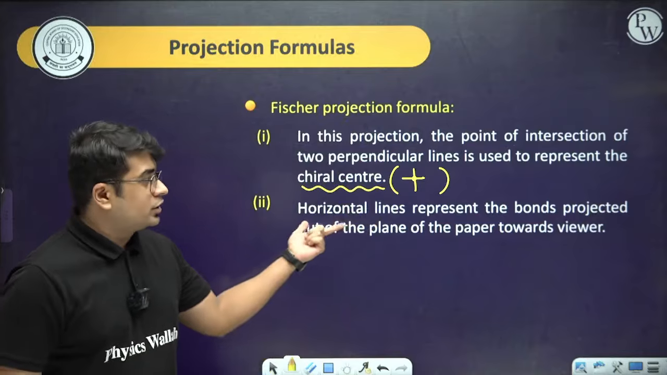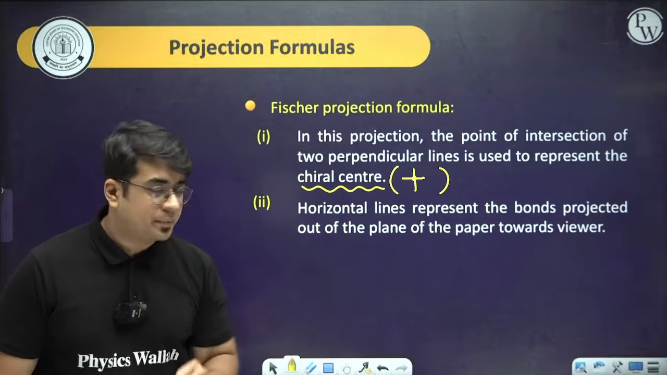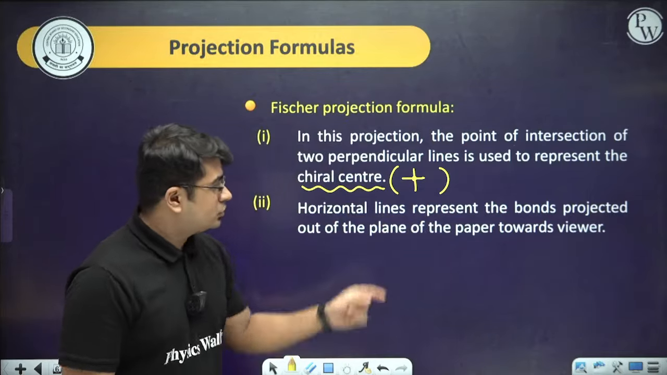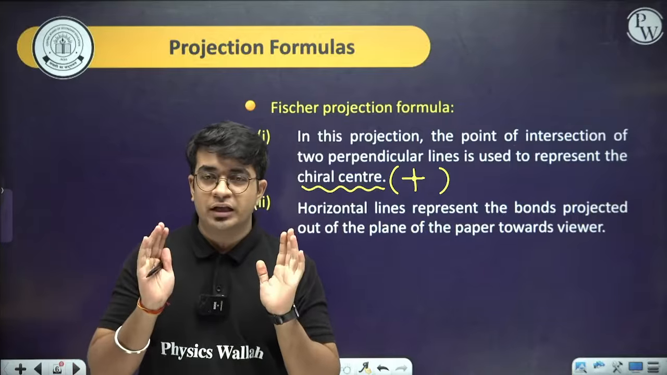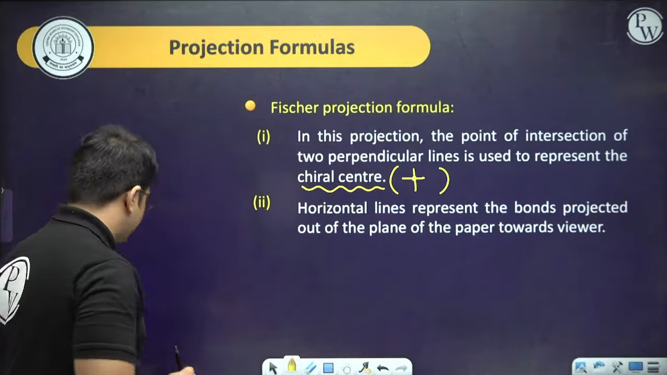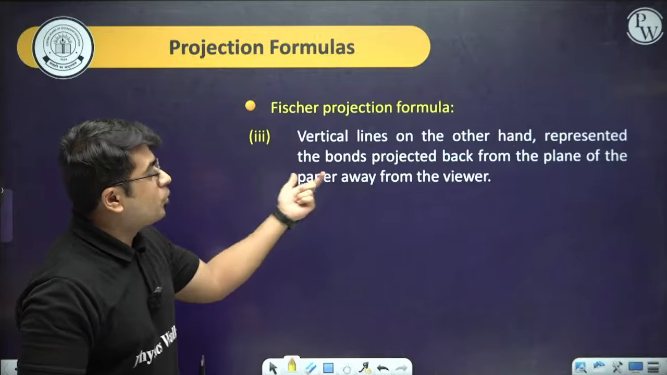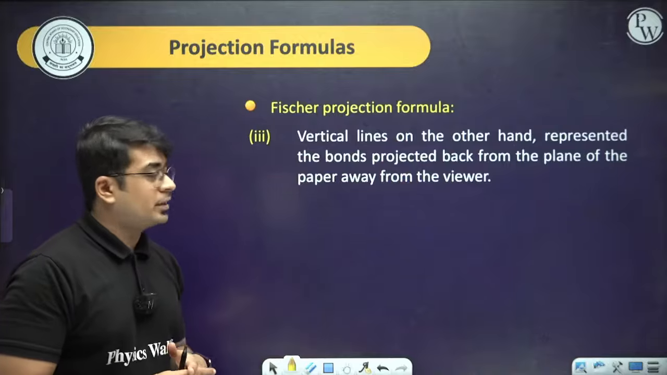Horizontal lines represent the bonds projected out of the plane of the paper towards the viewer. So the horizontal line talks about the atoms which are towards you, and the vertical line talks about the other representation, the bonds projected back of the plane of the paper, away from the viewer.